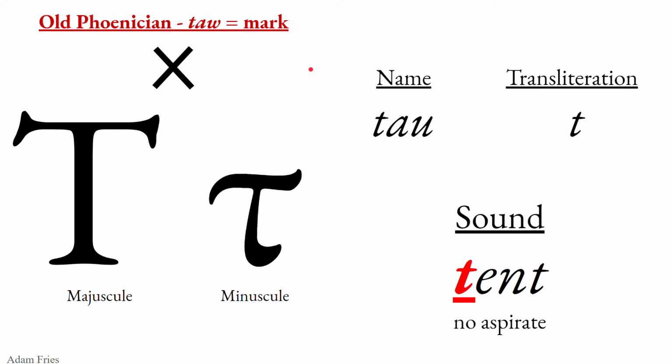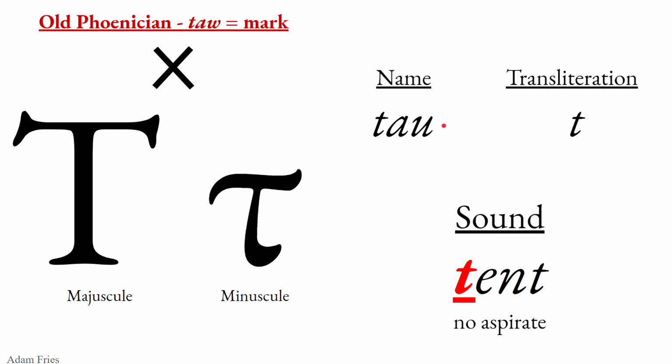The Old Phoenician ta, and this is the last of the Phoenician letters. This is a mark. Make your mark. Okay, there it is, X, ta. So turn it on its side, and we get this. Cut the crossbar off the top, and we get what looks like a T. It is the Greek tau.